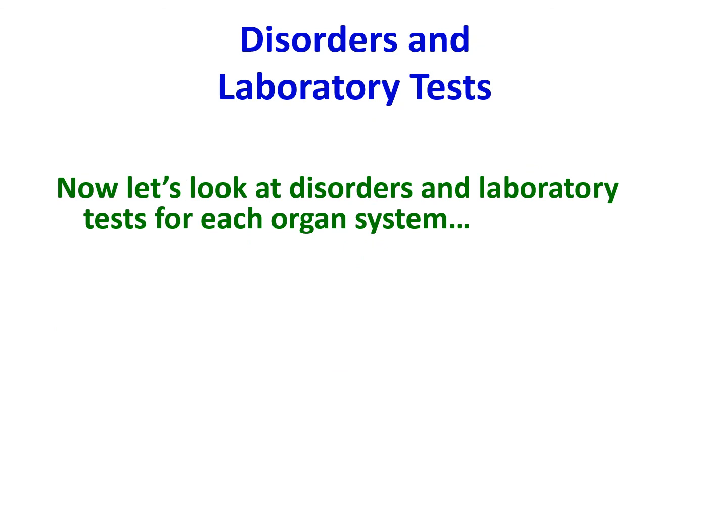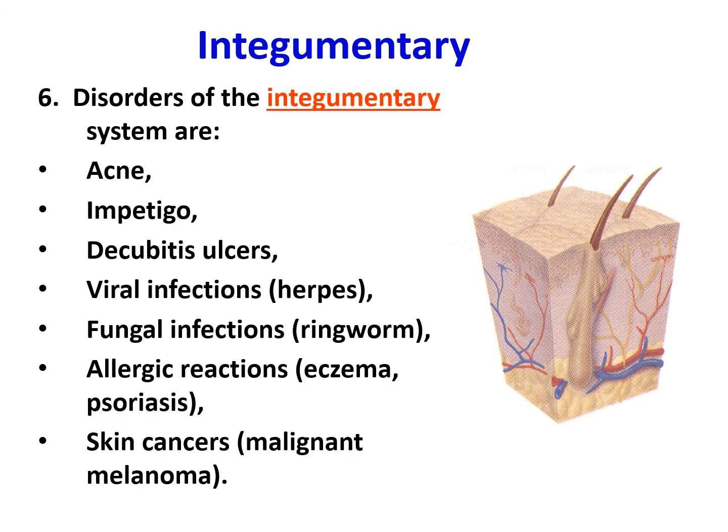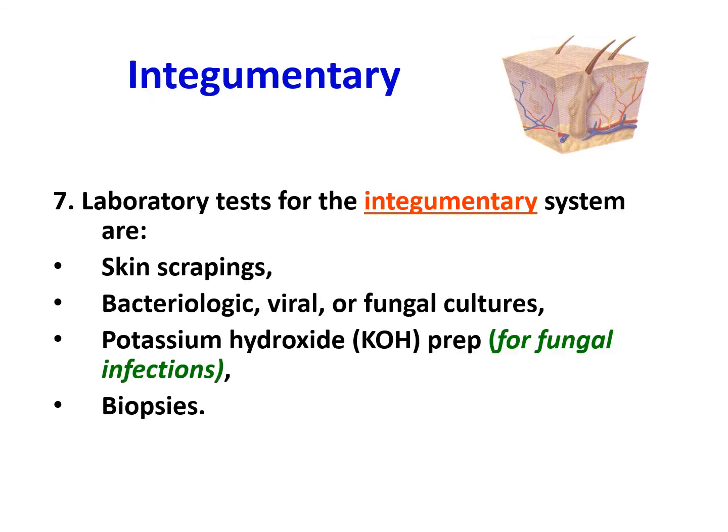So now let's look at disorders and the laboratory tests that go with these disorders for each of the organ systems. So we're talking about the integumentary system, which is your skin, right? And we're talking about disorders of this system, from acne all the way down to skin cancers like malignant melanomas and everything in between, right? And so we want to look at these disorders that could happen to your skin and what laboratory tests can be done to diagnose, monitor, and treat these particular disorders.